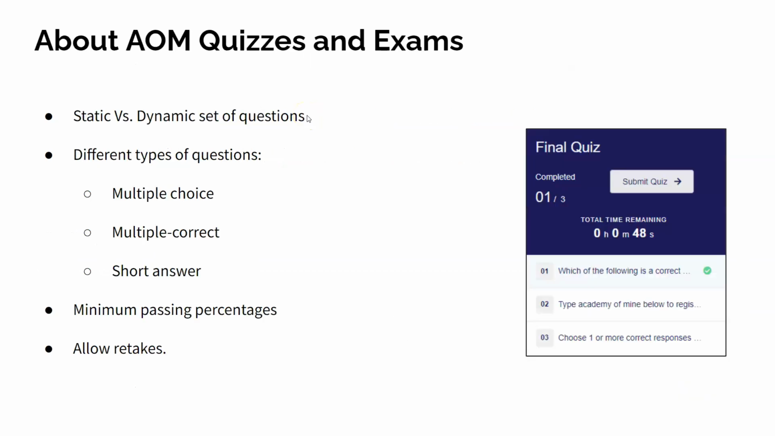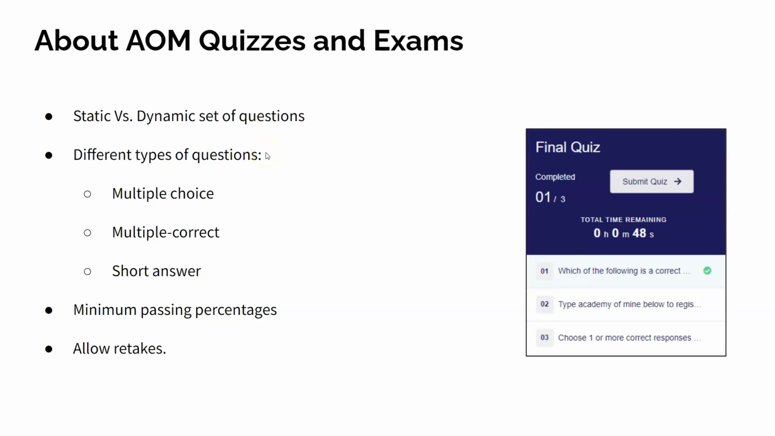Quizzes in the Academy of Mind LMS can be static or dynamic. A static quiz consists of a set number of questions you have created. The order can be changed or shuffled for each student's quiz. Alternatively, a dynamic quiz consists of questions that are randomly selected from a library of questions you have created in advance. This means that each student will have a different quiz, some more drastically different than others.